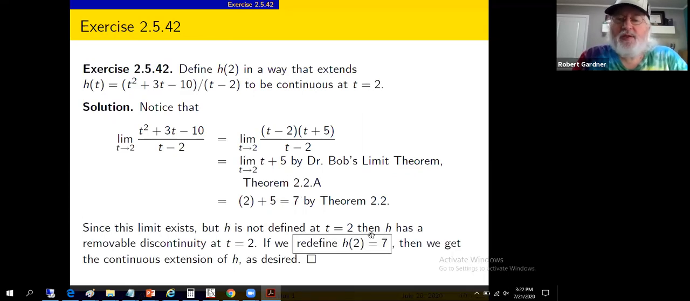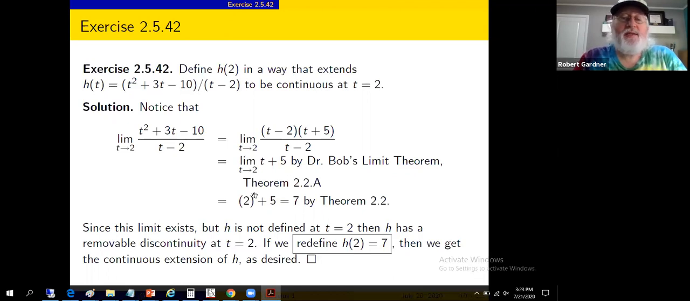H isn't defined at t equals 2, so H has a removable discontinuity at t equals 2. Redefine H of 2 to be 7. And this is the continuous extension of this function. It'll be continuous everywhere else. I mean, it's a rational function. The only place we've got a problem is at 2, and we can fix that problem for this function by setting the value of the function at 2 to be 7. So this is a continuous extension of H.